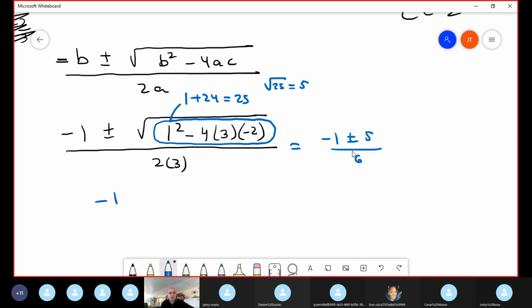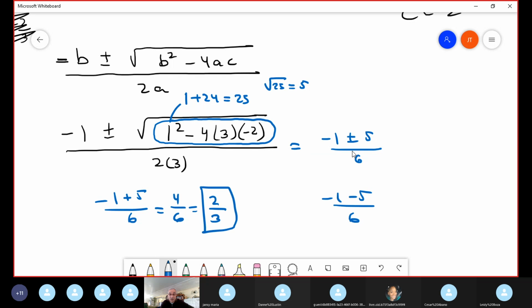I separate into pieces: -1 plus 5 over 6, -1 minus 5 over 6. This is 4 over 6, which is 2/3 in lowest term. So, listen to me. Okay, this answer is correct, but not expressed in lowest term. On my test on paper, I can accept it, but online does not accept this. So if you put 4 over 6, automatically I'll say, no, wrong answer. You have 0 points. Okay, so you are in big trouble, you failed this.